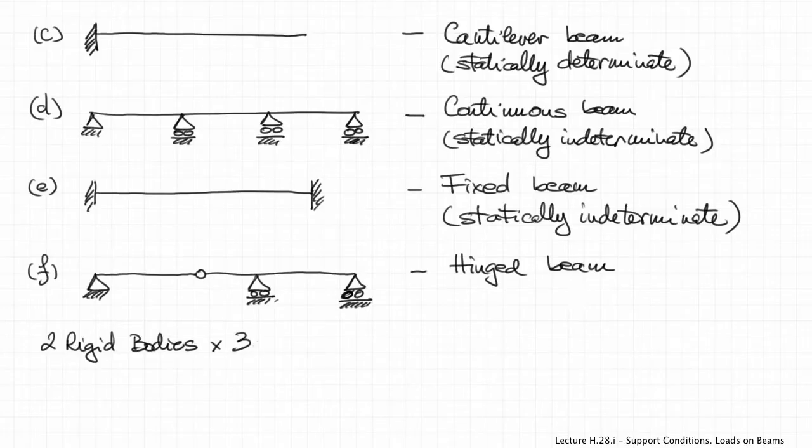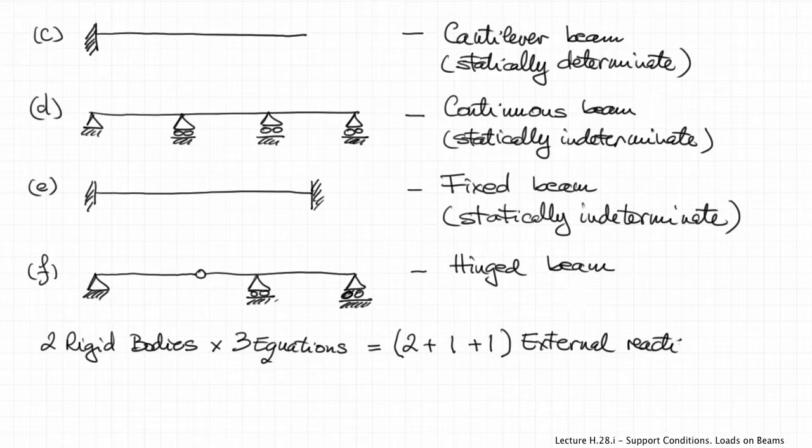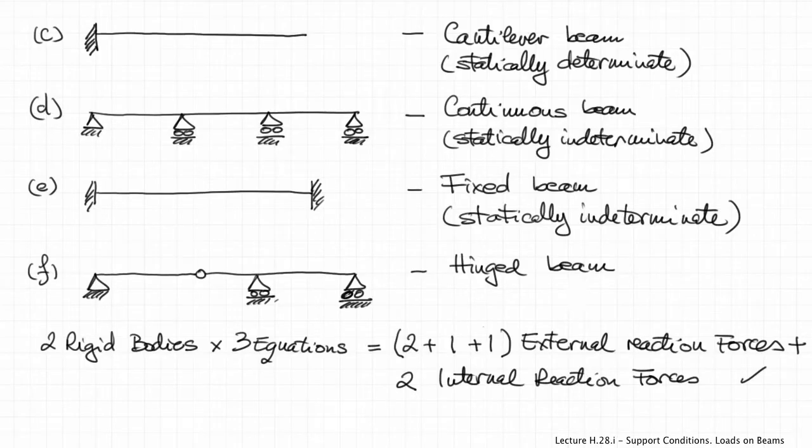So let's see if this beam is statically determinate or statically indeterminate. We have two rigid bodies here, and we can write three equations of equilibrium for each body. And the number of unknowns are 2 for the pin plus 1 for the rollers. So these are the external reaction forces plus 2 additional internal reaction forces corresponding to the internal pin, the vertical and the horizontal reaction forces. So this equation is satisfied. 6 equals 6. So the hinged beam is statically determinate. So we can solve it.